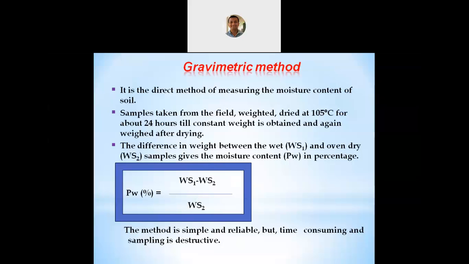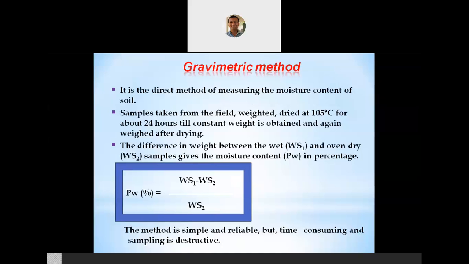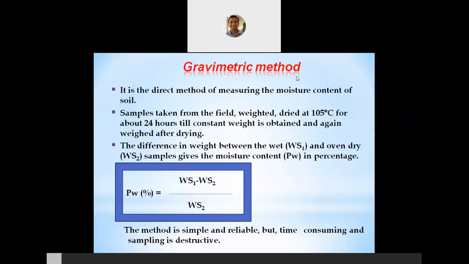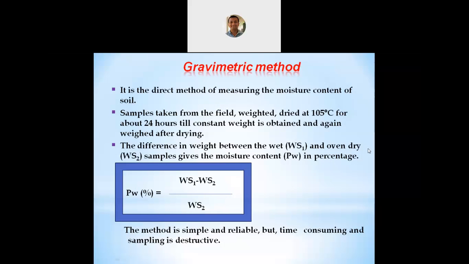This gravimetric moisture content method gives us a direct estimation of the amount of water present in the soil on a weight basis, that means gram moisture per gram soil. With this we can get a direct idea of how much moisture is present in the soil. This method is basically a destructive method of soil sampling, and it is also time consuming.